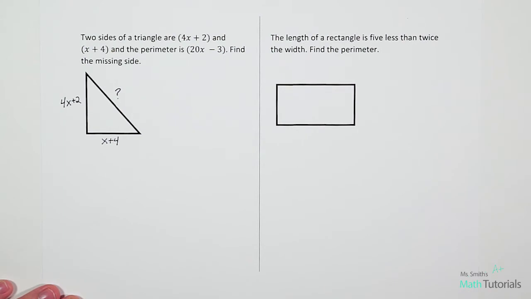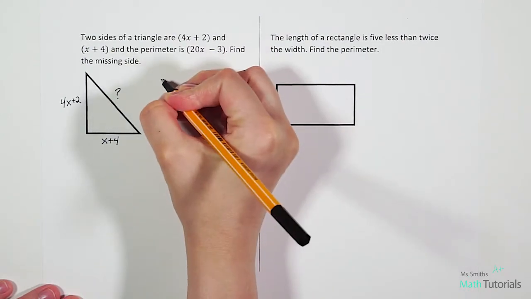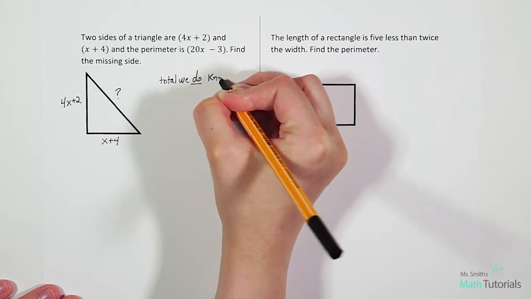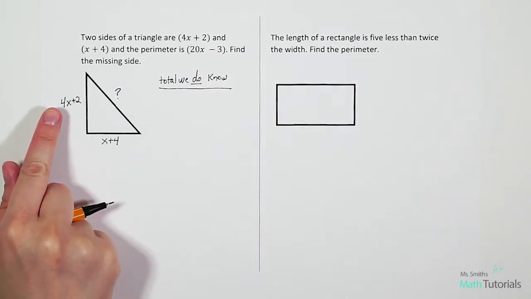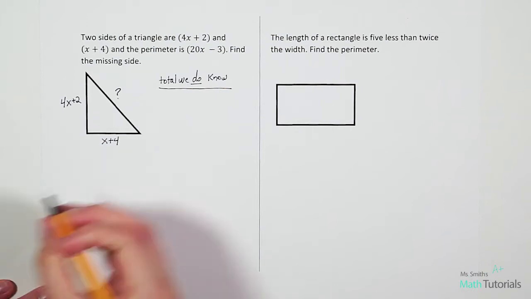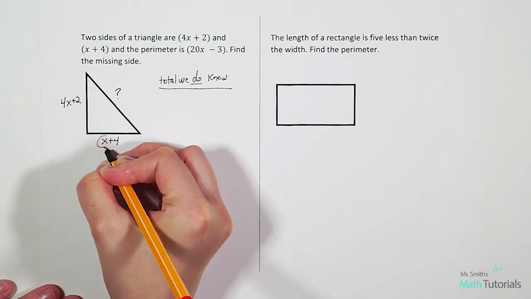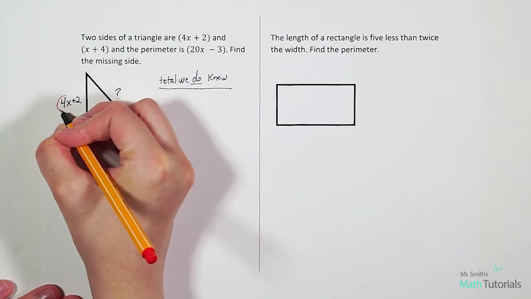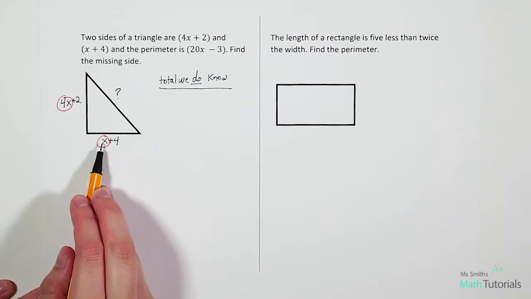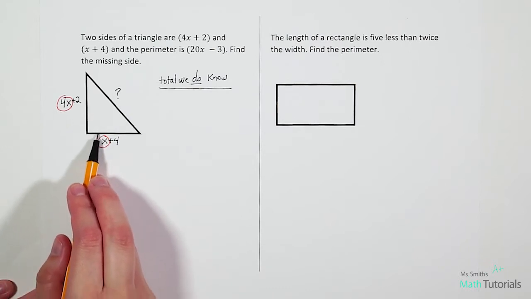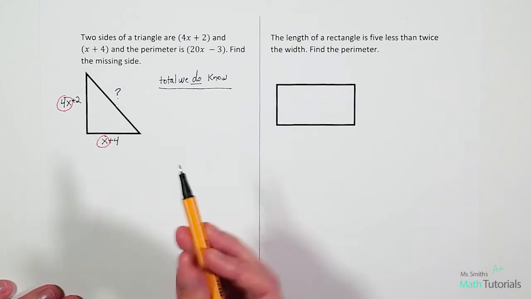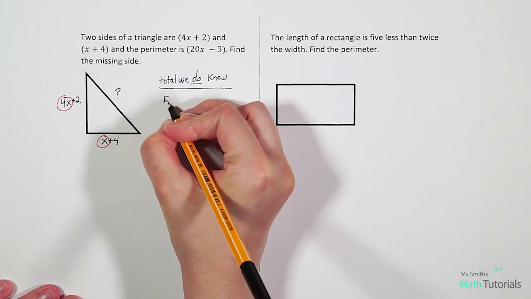Let's figure out what is the total side length that we do know. I'll label that total we do know. Between this side and this side, let's add them up. I'm going to use red for my x-like terms. So we've got 1x there and a 4x there. 4x plus 1x, there's an understood 1 in front of that x, don't forget. So that's really a 4 plus 1, which will be 5x.